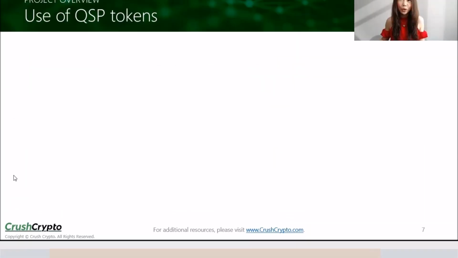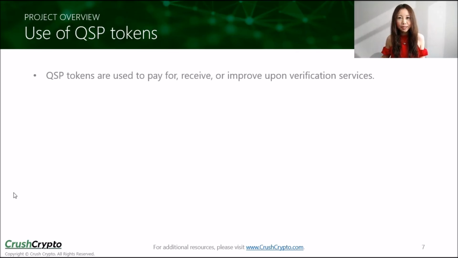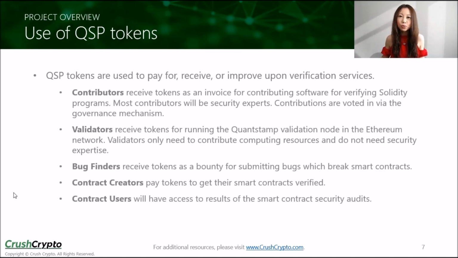Quantstamp tokens are used to pay for, receive, or improve upon verification services. This here is a list of the various roles in their ecosystem and how each of these roles interact with QSP tokens. The governance system is a core feature of Quantstamp's security verification protocol.